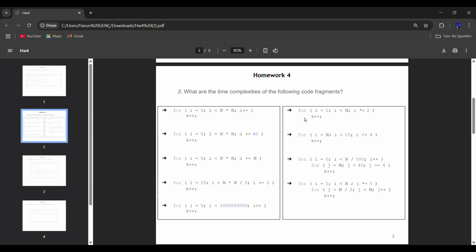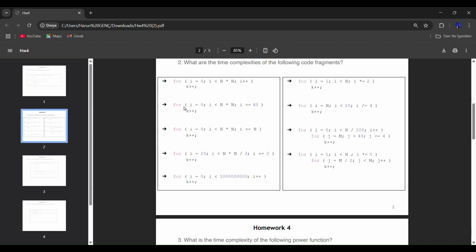Second, i starts at 1 and doubles each iteration, i times 2. The loop runs while i is smaller than n, meaning the number of iterations is determined by the largest power of 2 that fits within n. For example, 1, 2, 4, and 8. The number of iterations is log base 2 of n, so the time complexity is O(log n).